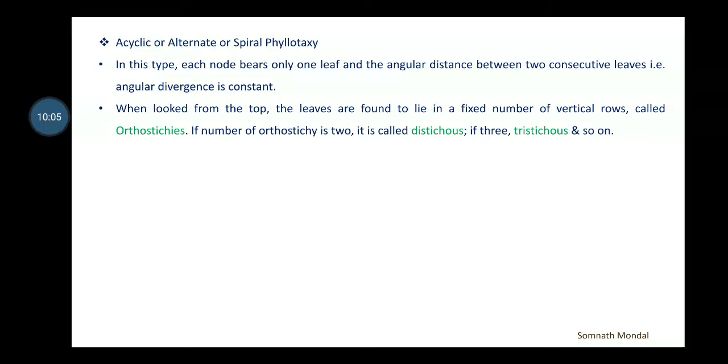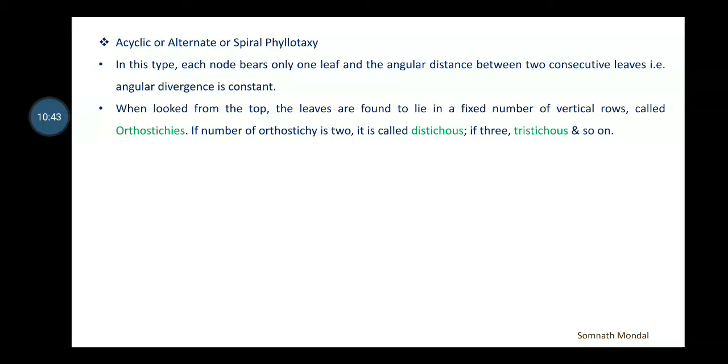When looked from the top, the leaves are found to lie in a fixed number of vertical rows. And these vertical rows, as we have seen, in case of opposite decussate, there are 4 vertical rows. In case of opposite superposed, there are 2 vertical rows where leaves are arranged. But in case of acyclic or alternate or spiral phyllotaxy, the number of vertical rows in which leaves are arranged will be varied from plant to plant, from genus to genus.